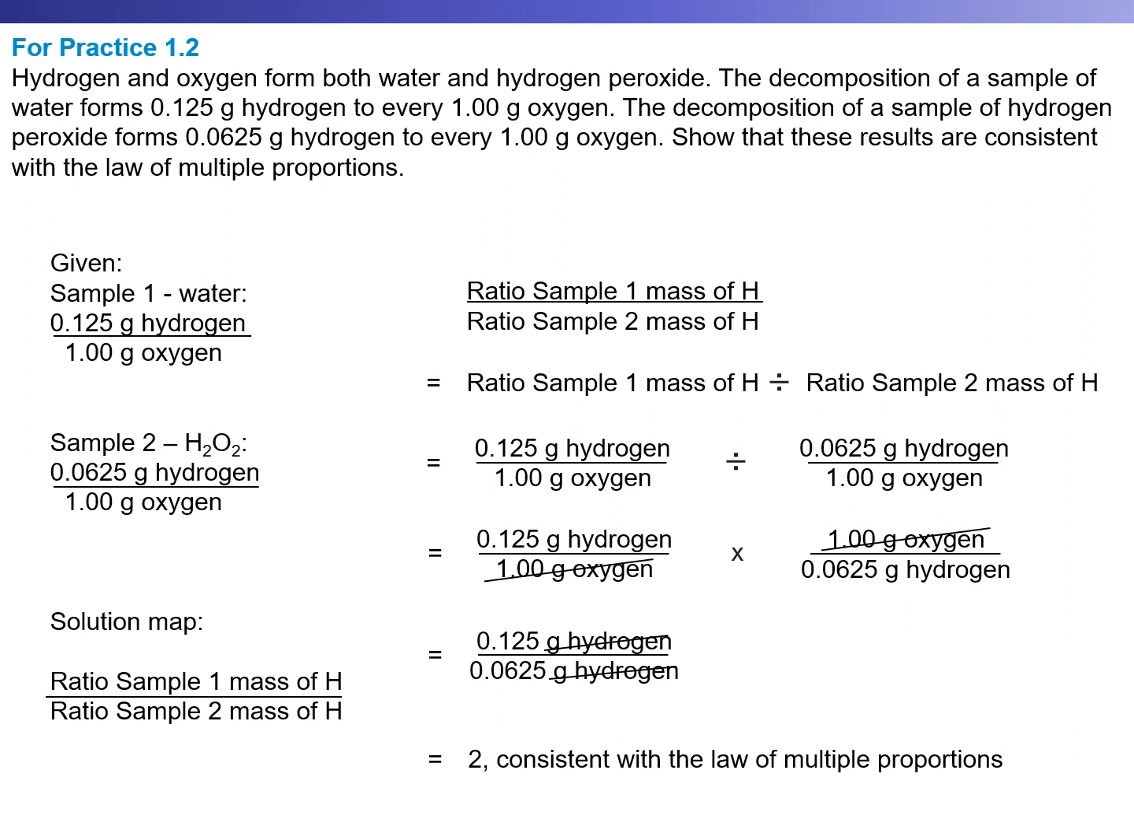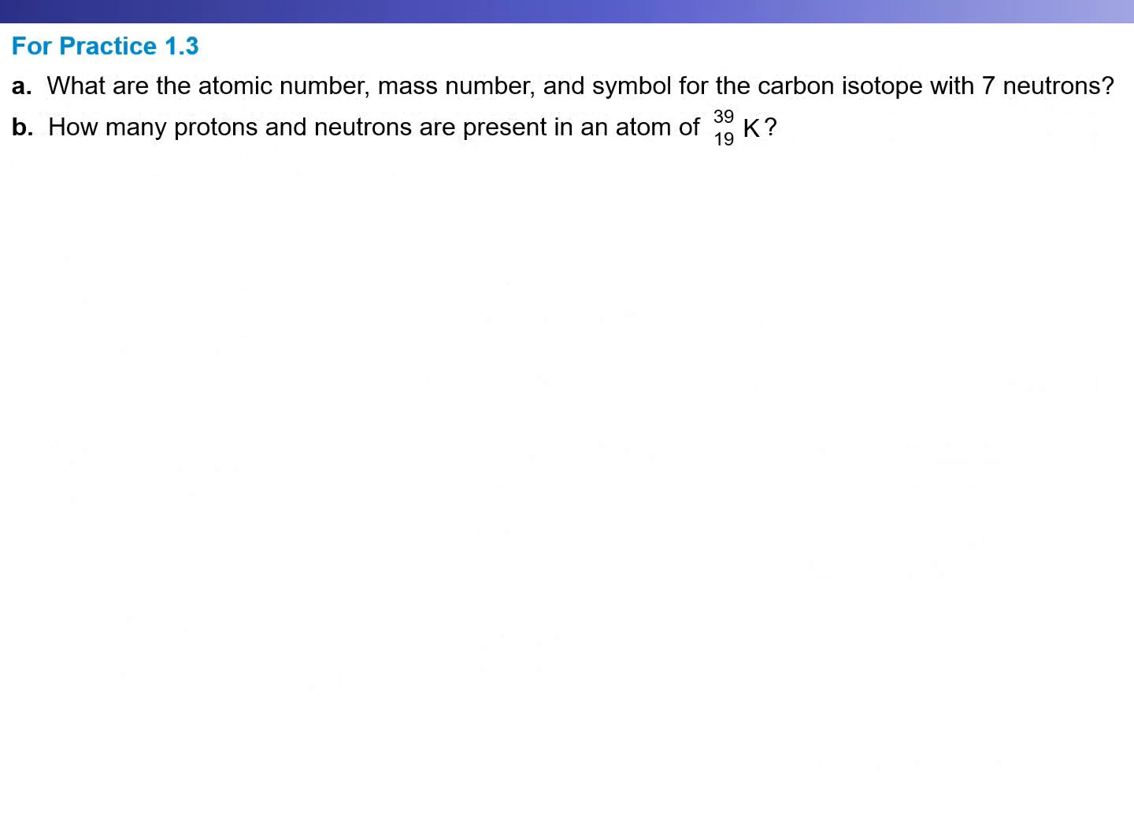And this is consistent with the law of multiple proportions. When we divide the ratio of the mass of hydrogen in each sample, what we end up getting is a small whole number, which is what we would expect. Now, problem number 3 gets us into dealing with isotopes, mass numbers, and atomic numbers.